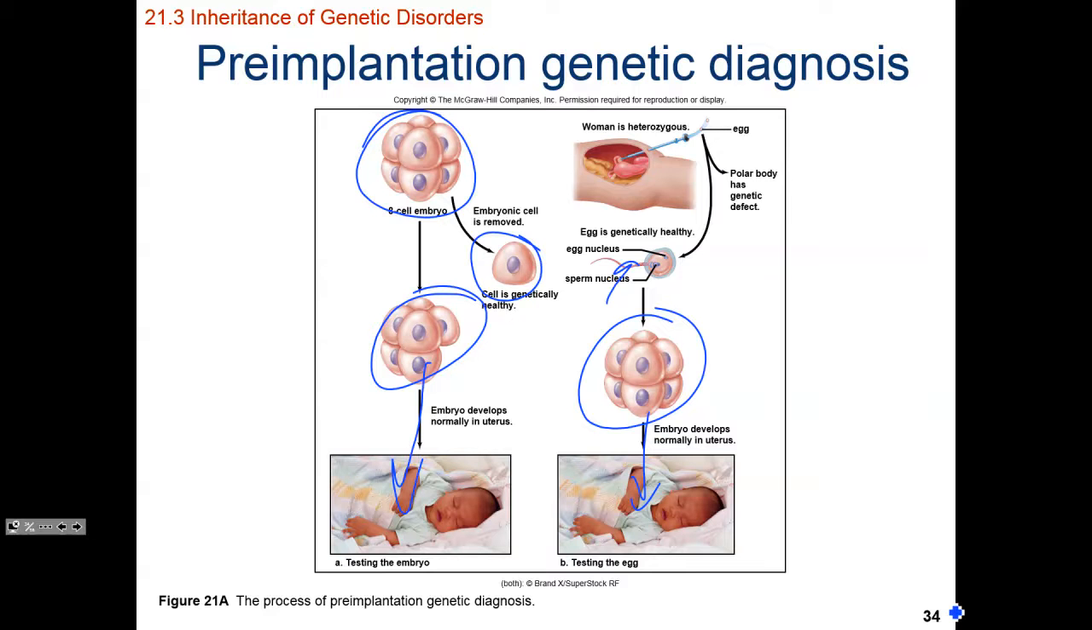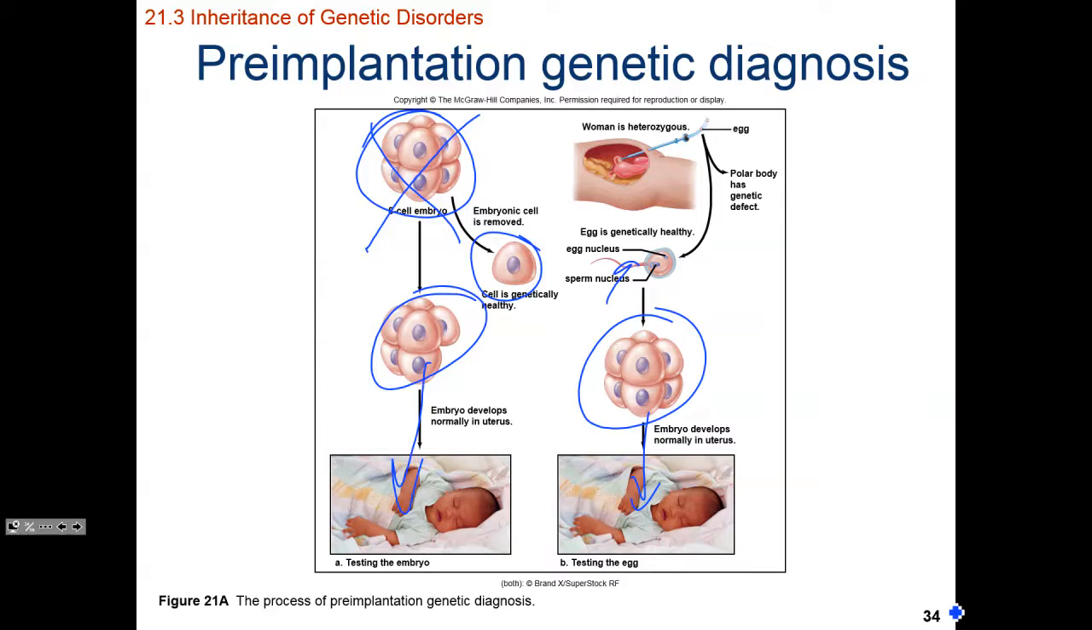You can also test the mother's egg. For some individuals, they don't want to create an embryo to potentially destroy an embryo. For a large segment of the population, they believe human life begins at conception, and they're morally opposed to this particular method, where they create an embryo and then would potentially destroy the embryo if it has the disease state present.